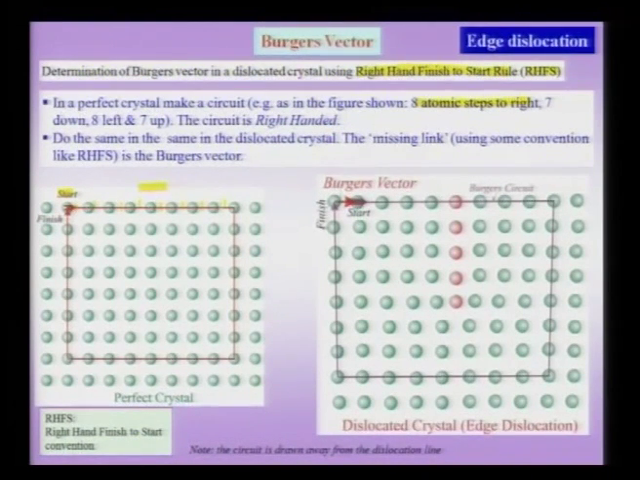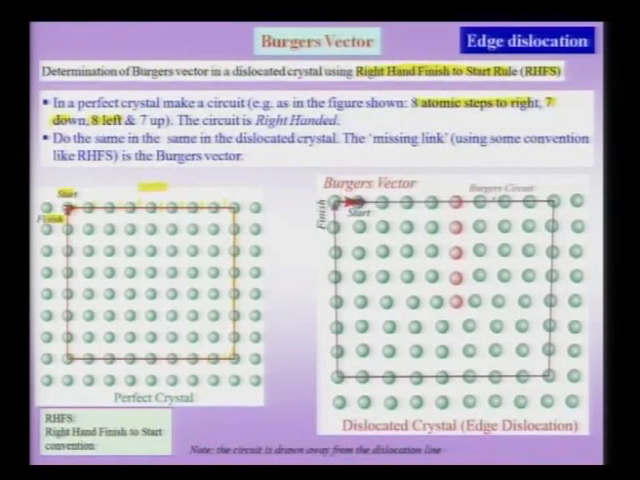This is an arbitrary number, I can choose any number of steps, it could be 8, it could be 10, it could be 40, but I just choose some number of steps to the right. Then I go down 7 steps, and this again is an arbitrary number. So, 1, 2, 3, 4, 5, 6, 7 steps downwards. Then I take 8 steps to the left and take 7 steps up. So, not unexpectedly, very obviously we land up exactly where we started off. In other words, a circuit like this closes on itself in a perfect crystal, as expected.